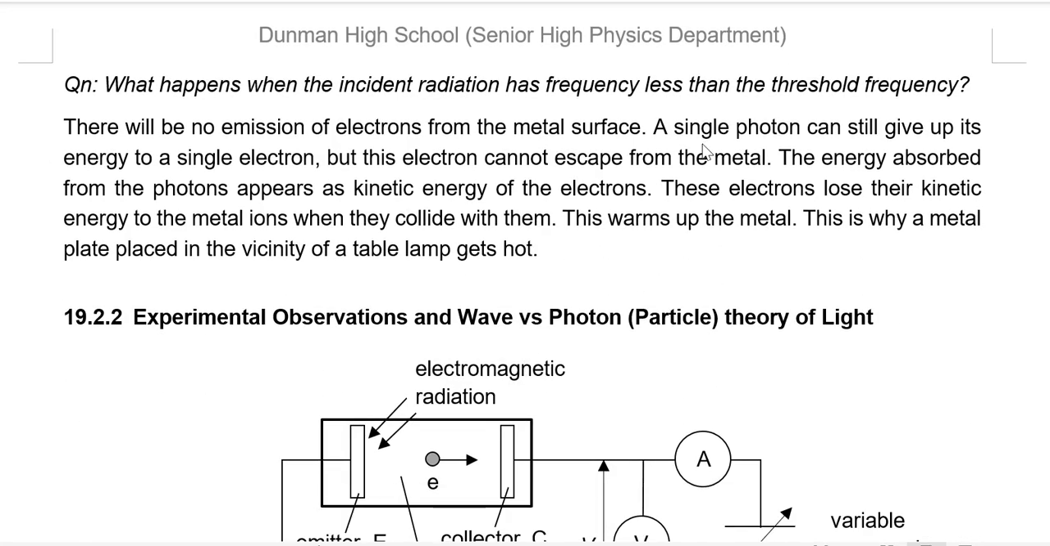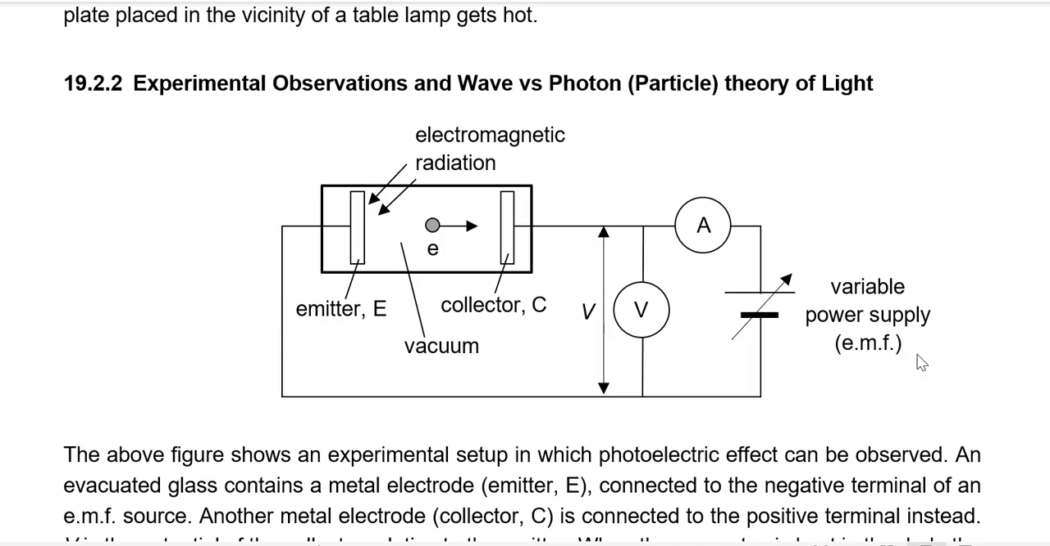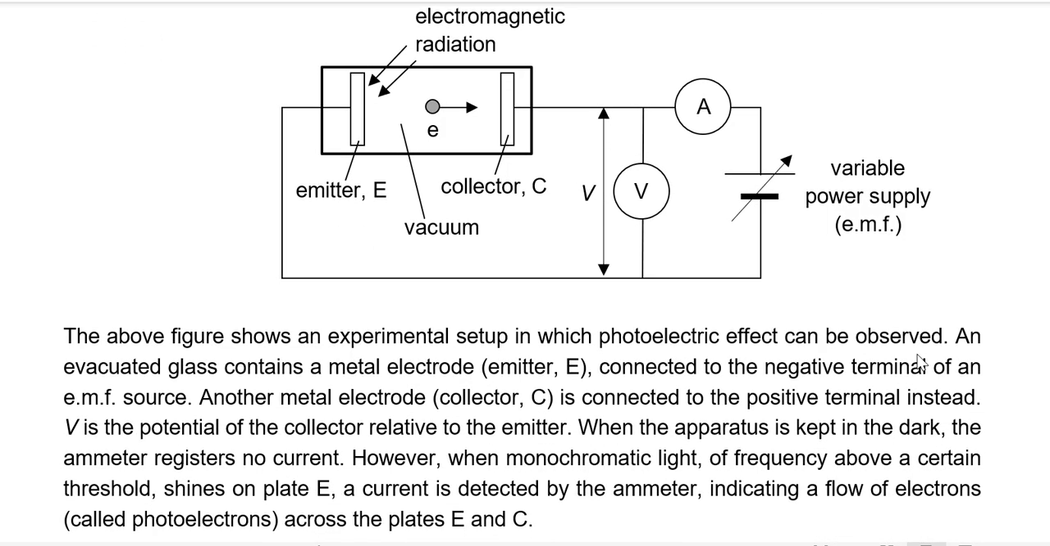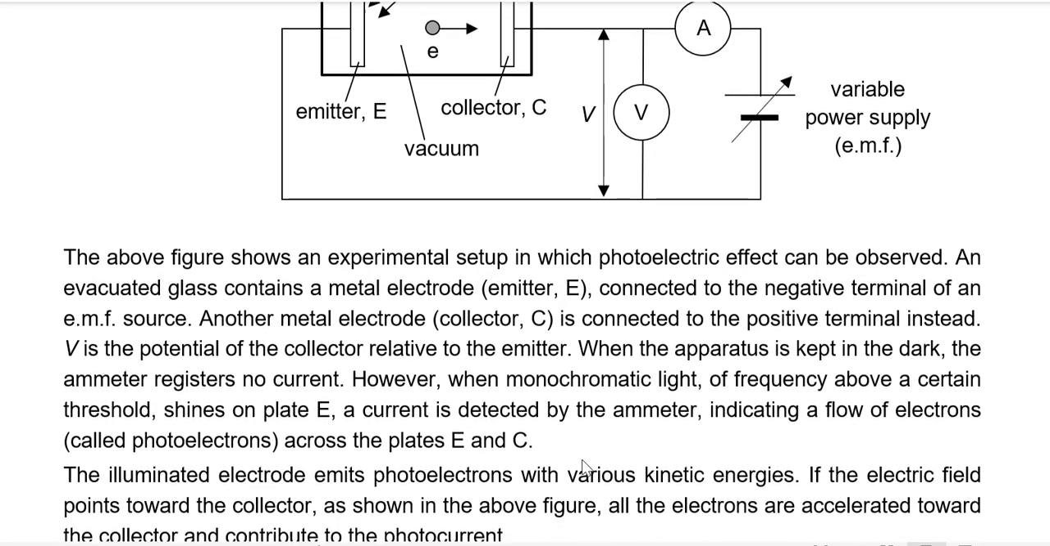So what happens instead when the photon is sent with frequency less than threshold frequency? What happens is there's no emission of electrons from the metal. The energy absorbed from the photons appears as KE of the electrons within the metal, and this KE is just lost to the metal ions as they collide, and this heats up the metal. So that's why no electrons are emitted and the metal just gets hot. This is the basic general idea that we have talked about already, so I won't talk too much about these things.